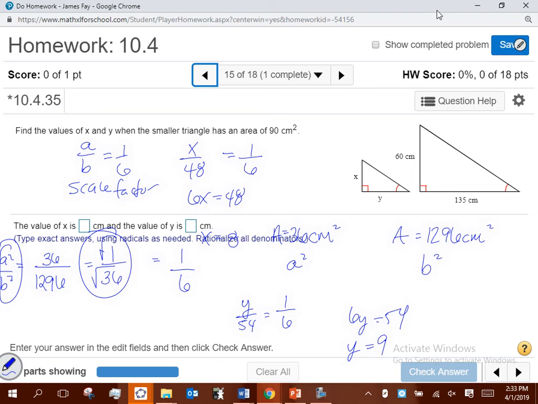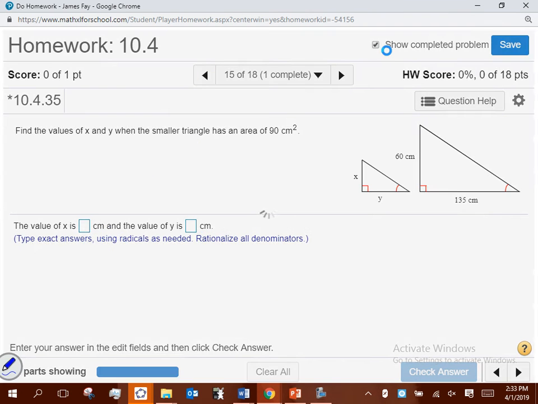All right. So this one will kind of leave the radical in it. This one's saying this area here is 90. This area here is 135 times 60 divided by 2, 4,500. So that's an A squared over B squared, which is equal to 90 over 4,050.